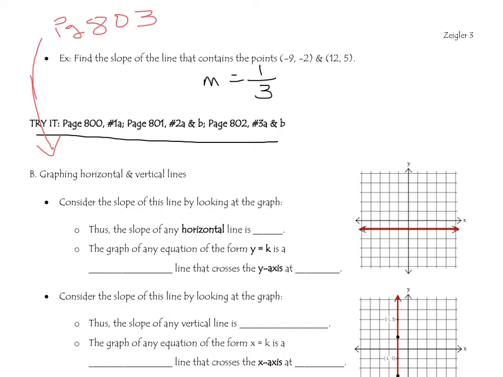If that were a roof, the roof would have no pitch. The pitch would be 0. So if a line is flat like that, it has no slope. So the slope of a horizontal line that is flat is 0. And the graph is going to be, well, x doesn't change, but y is always going to be negative 1.